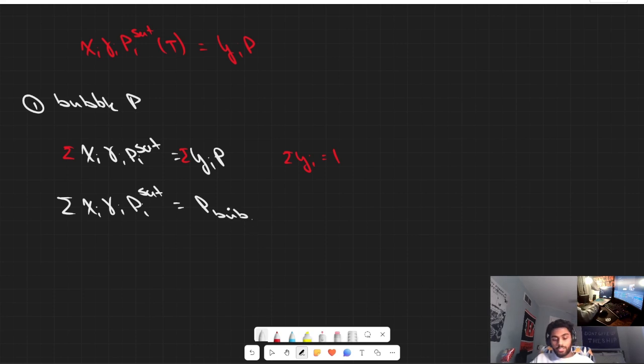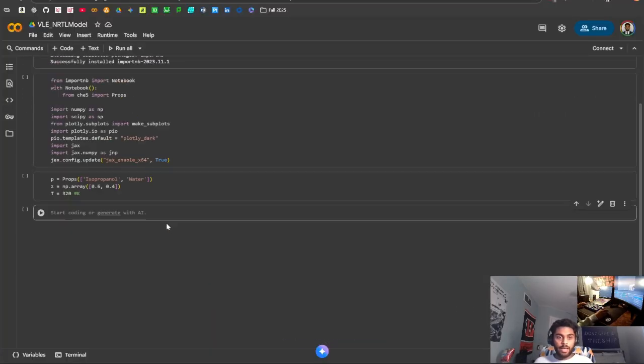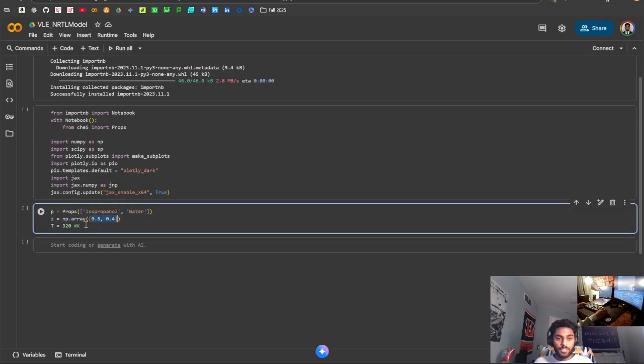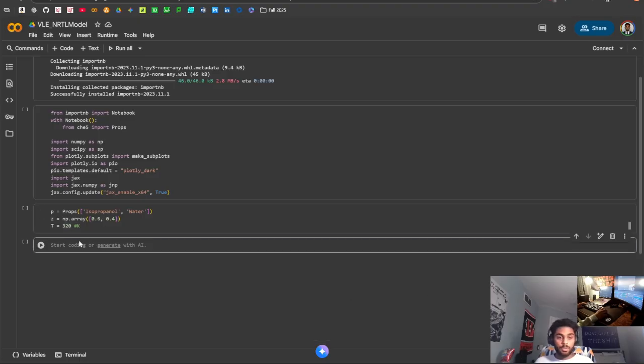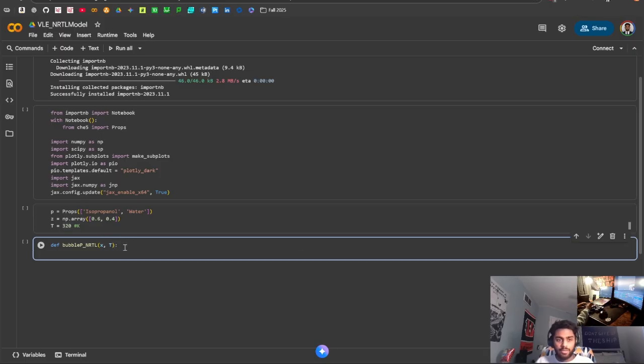So that's easy enough. We can actually just go into Python and start coding that out. So what I have here is our system, our compositions, our temperature, so everything really that we need to start coding this out. So I'm going to define a new function called our bubble P, and this time it's going to be our NRTL model. We also have inputs of our composition and our temperature.